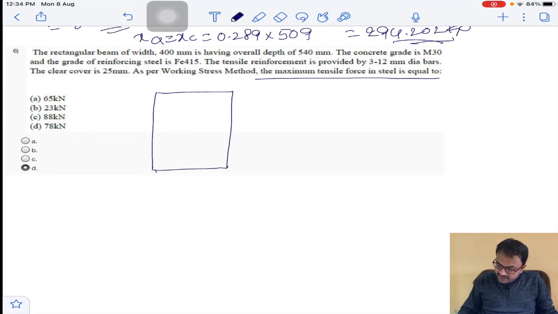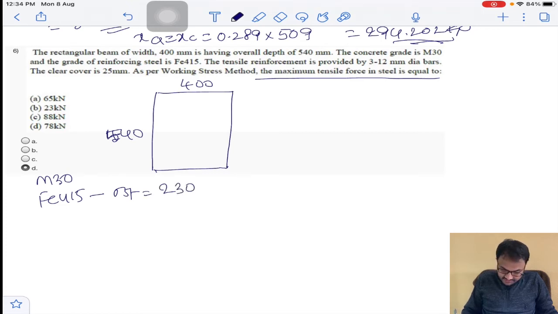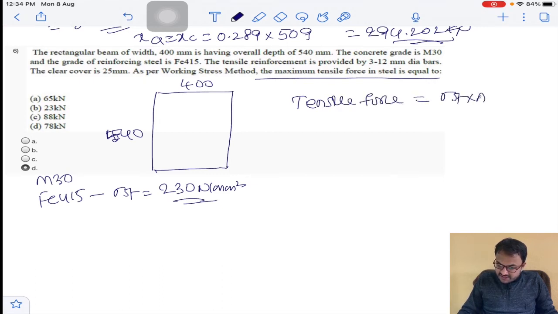So it is 400, 540 and M30, FE415. So for FE415, sigma ST, that is tensile stress, will be 230 Newton per mm square. Okay, so in this diagram, tensile force is sigma ST into AST. So the diagram variation is this much.